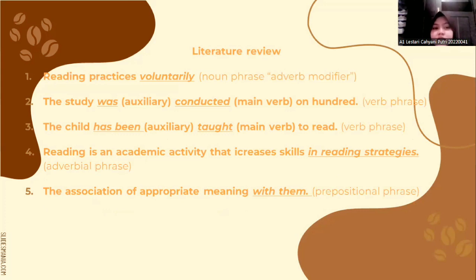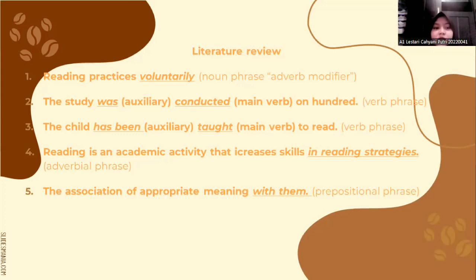So, "the study was conducted", this includes a verb phrase because "was" is the auxiliary and "conducted" is the main verb. So, "the child has been taught to read." In this sentence it is the same, a verb phrase, because "has been" is the auxiliary and "taught" is the main verb.